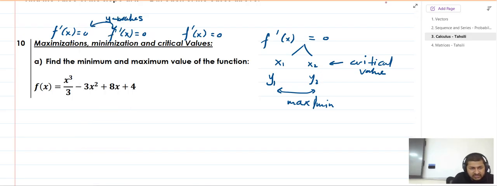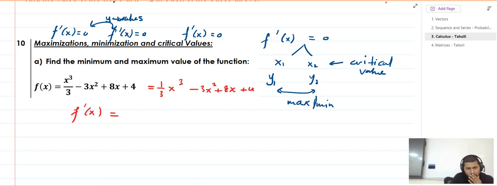Now solving this, we want to find the derivative of this. Remember, x cubed over 3 is the same thing as saying 1 over 3 x cubed minus 3x squared, because we want to see constants and powers. That's why I'm writing it like this, plus 8x plus 4. Now let me find the derivative of this. So f prime x is now equal to, what's 3 times 1 over 3? 1. So, and reduce the power, x squared minus 6x plus 8 is equal to 0.